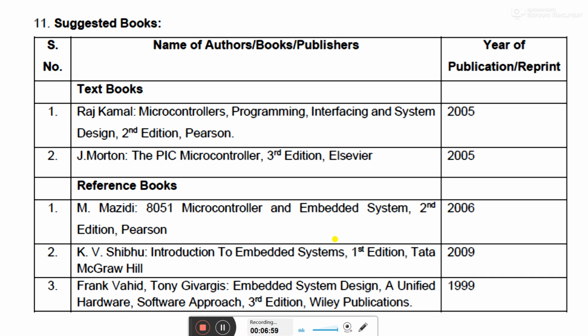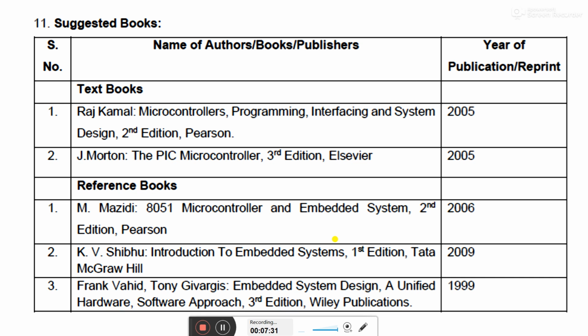The next book is by J Morton. It is also used for the PIC microcontroller, so one part of your syllabus you can find in J Morton's PIC microcontroller book. The reprint of this publication is in 2005. Next, the reference book is by M Mazidi. Much of your syllabus you can find in M Mazidi for unit 2, where you can find the 8051 microcontroller and embedded system design.